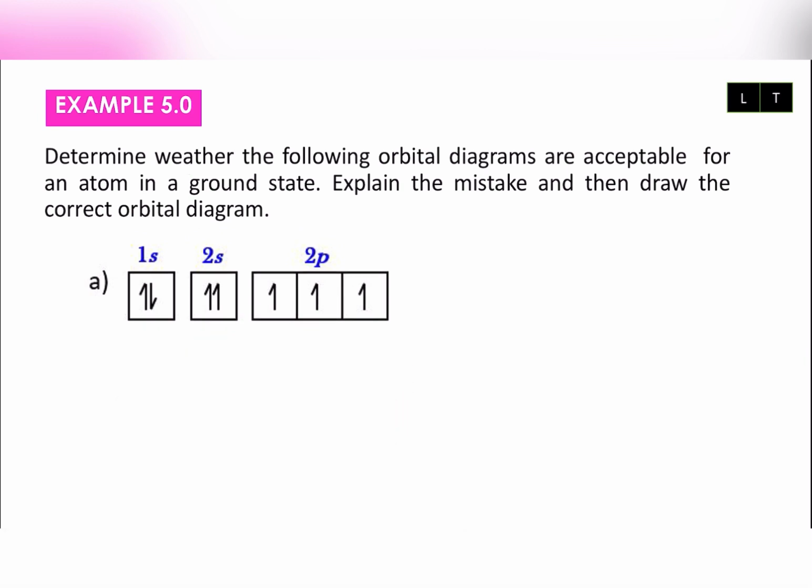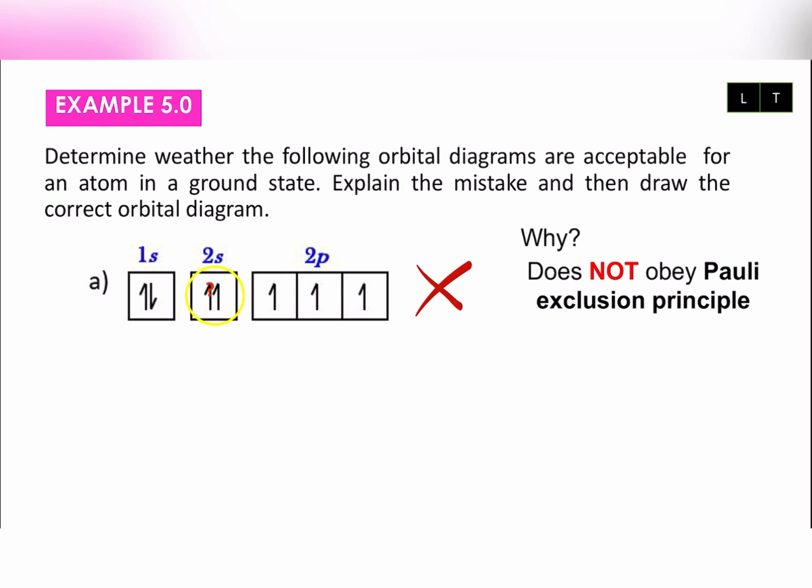So I'm going to go with question A first. If you take a look here carefully, you got 2 electrons with opposite spin in 1s. But in the 2s orbital, you can see 2 electrons with the same spin. So what can you say from here? This is wrong because it does not obey the Pauli exclusion principle, because the Pauli exclusion principle states that in one atomic orbital we cannot have 2 electrons with the same spin.